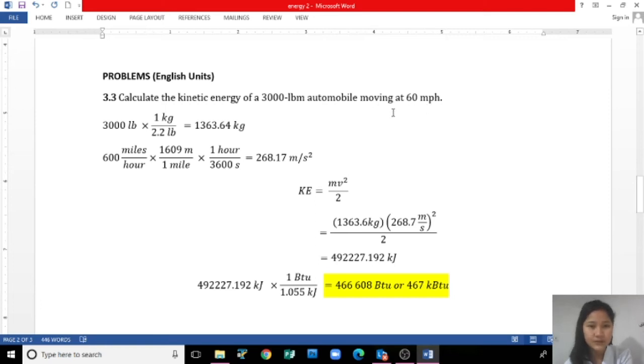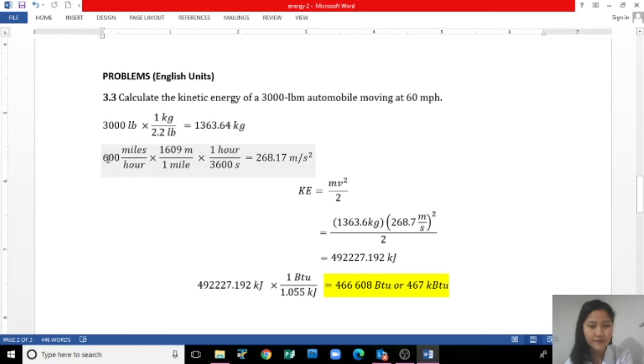Next is to calculate the kinetic energy of a 3,000 pound mass automobile moving at 60 miles per hour. In order to find the kinetic energy, we have to first convert the 3,000 pounds into kilograms. In order to convert this, 1 kilogram is equal to 2.2 pounds. So this will be cancelled, and the remaining unit is the kilogram. Performing the operation, the mass is now equal to 1,363.64 kilograms.